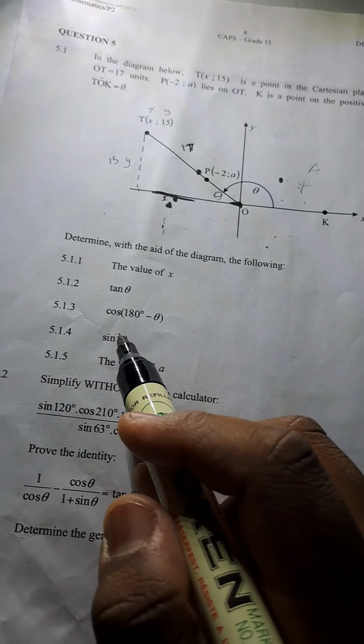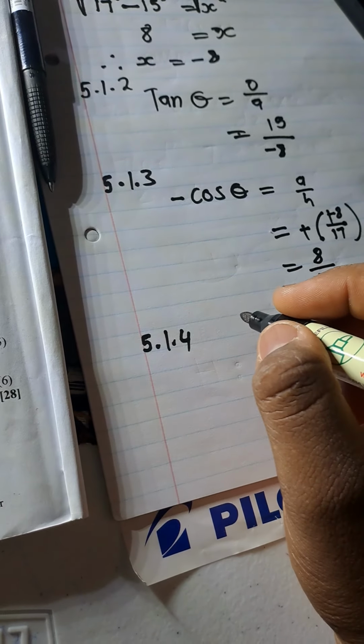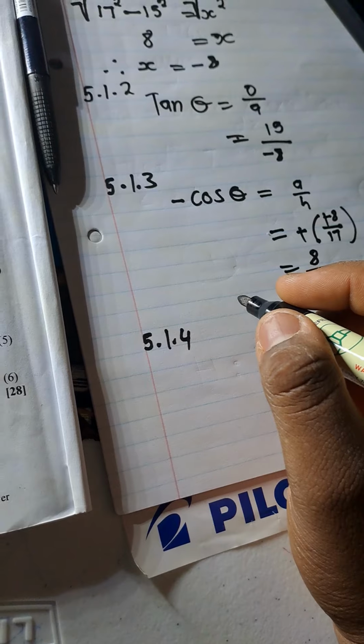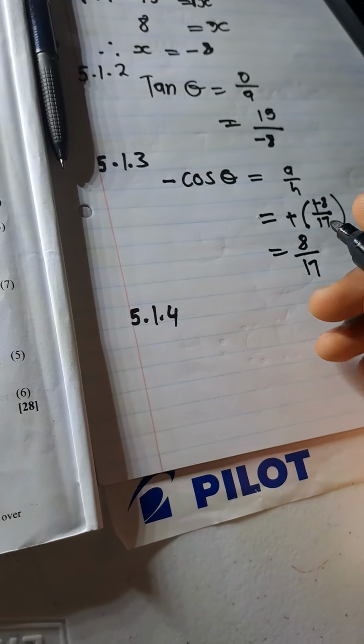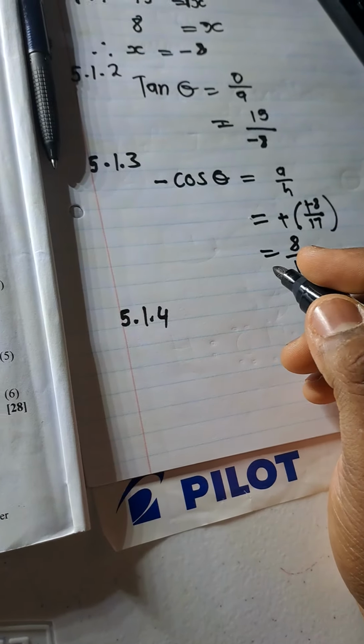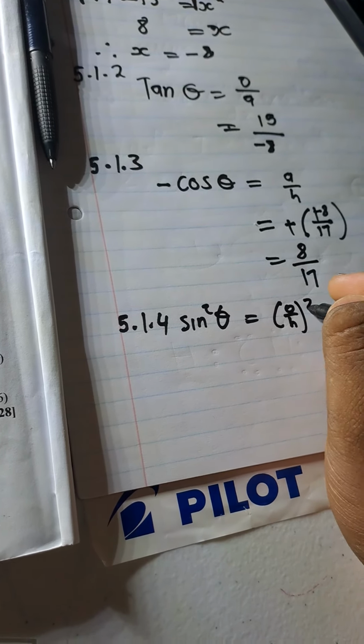5.1.4. It says it wants sine squared theta. Sine squared theta, what is sine? Sine is opposite over hypotenuse, which means my opposite over hypotenuse must be squared. So let me just write it for you. Sine squared theta is equal to opposite over hypotenuse squared. What is my opposite? 15. So let me do my bracket. 15 over what? 17.